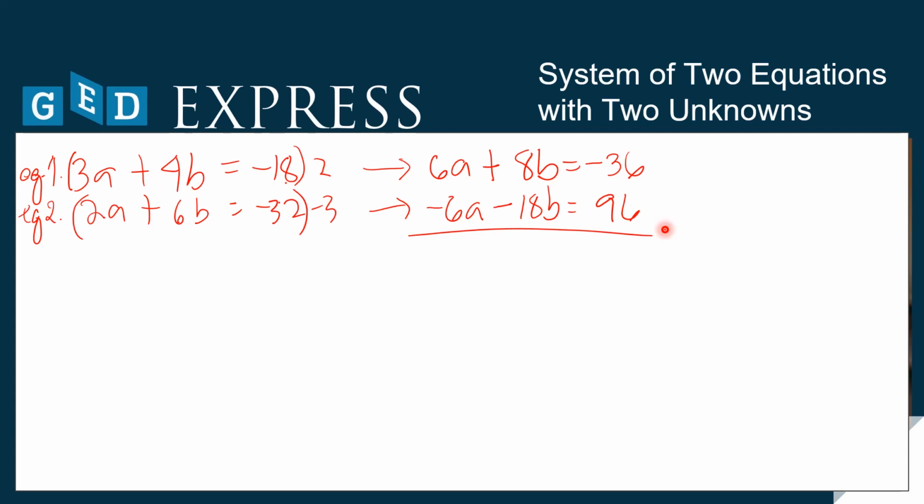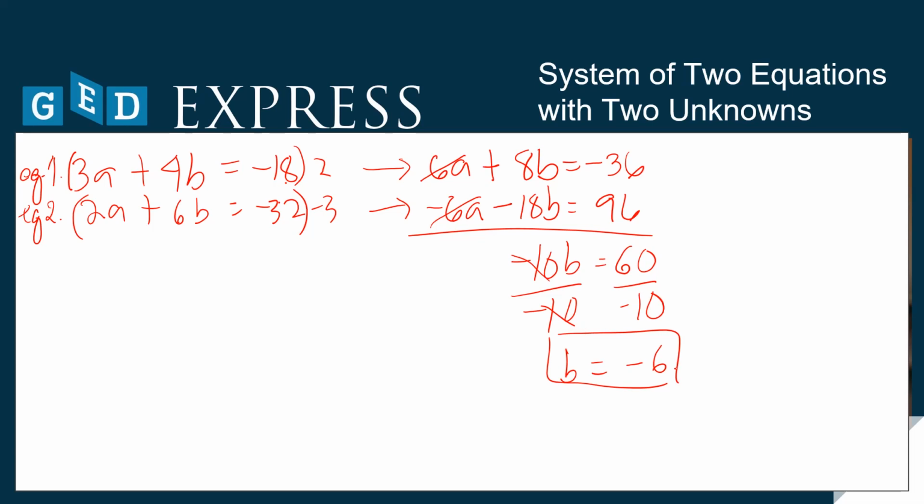Okay, then let's combine them, let's add them. Because we can cancel out 6a, then 8b plus minus 18b, we have minus 10b equals 36 plus 96, so we have 60. Okay, then undo the multiplication. Divide by minus 10 on both sides, then b equals minus 6.